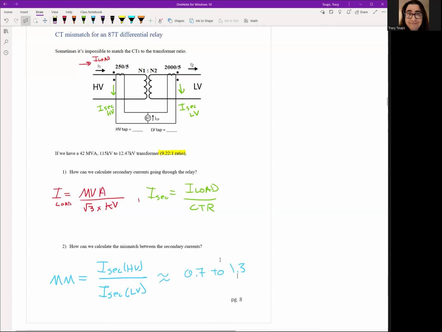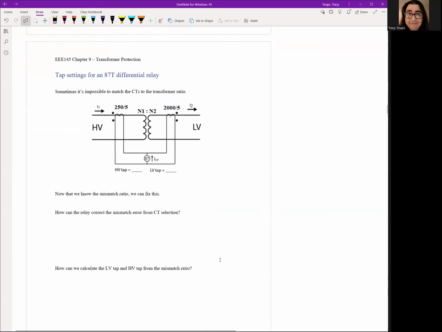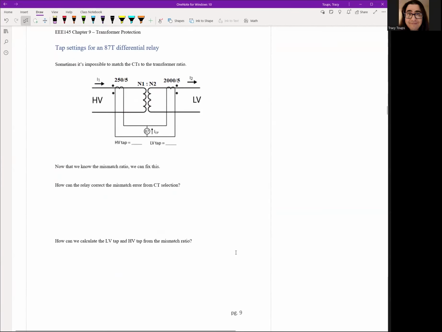And this is very important because we need to fix it. So now we know how off our CTs are. Let's go talk about undoing the problem. So now we know our mismatch. What we can do is have kind of secondary CTs in the relays called taps. So we use relay taps to correct the CT mismatch.